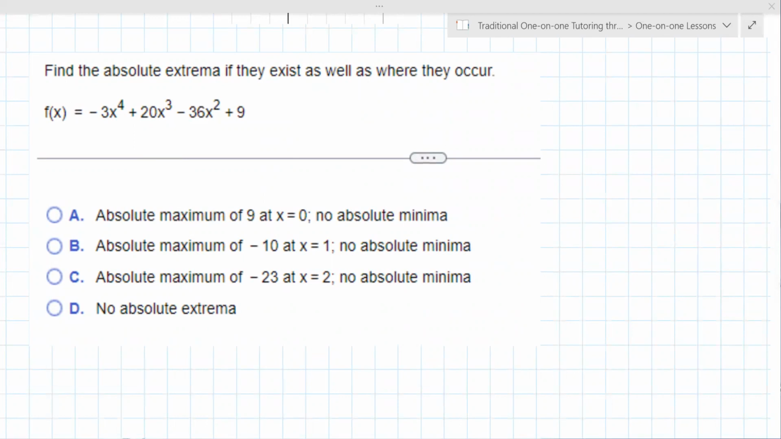So minus 3x to the 4th plus 20x cubed minus 36x squared plus 9. And let me get the graph. Oh, 3x to the 4th. That's important. Got the wrong exponent here. Plus 20. All right, so I'm just getting the graph in here. Just change the window a little bit here. Minus 3 to 3. Yeah, that's a nice window. Be able to see everything in that.